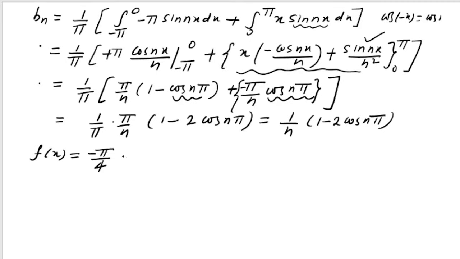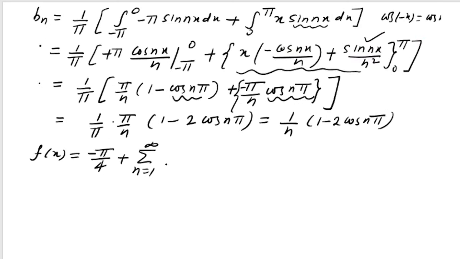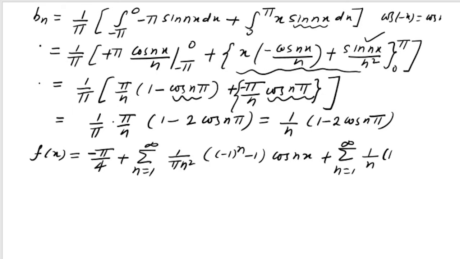So it is minus pi by 4 plus summation n varies from 1 to infinity. And what is a_n I have got? I have got 1 by pi into n square, minus 1 to the power n minus 1. This is cos nx, right? And then plus summation n varies from 1 to infinity, 1 by n, 1 minus 2 cos n pi sin nx. I hope up to this there is no doubt.